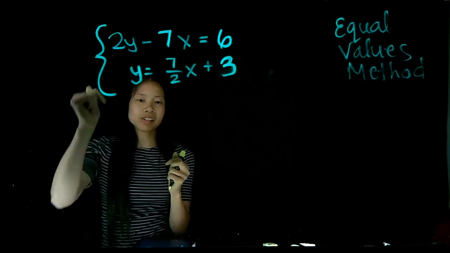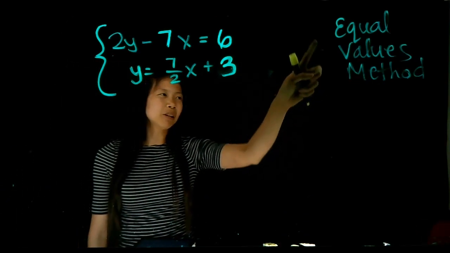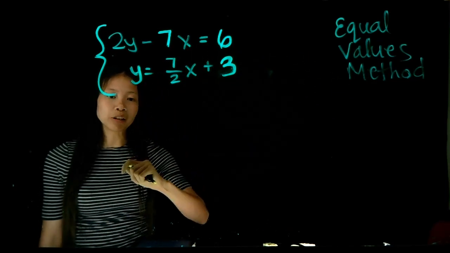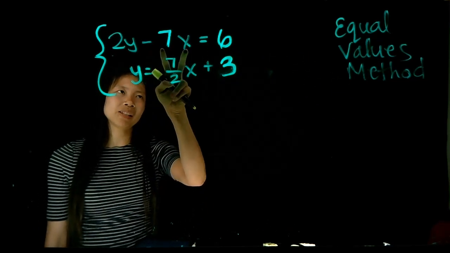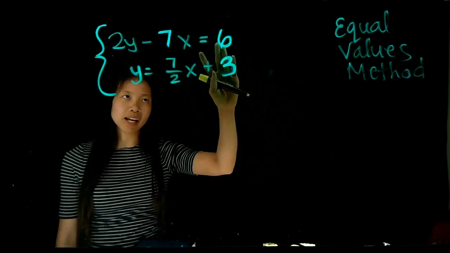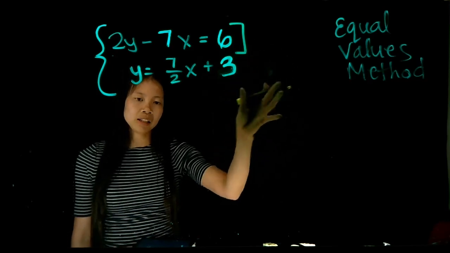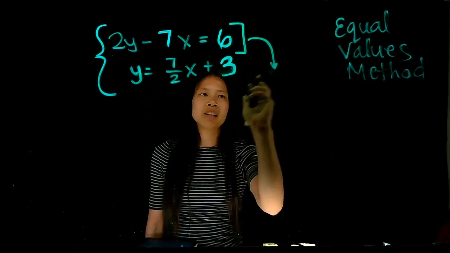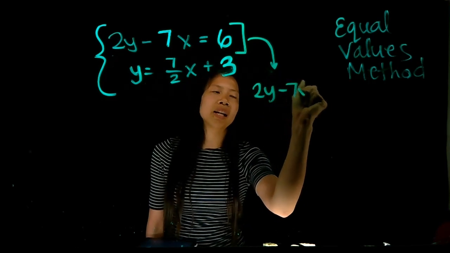We have another system of equations here, and let's try using the equal values method to help us solve it. Right off the bat, I notice that they are not equal to each other, right? I have 2y minus 7x equals 6, and then I have y equals 7/2 x plus 3. Then I have to rewrite this equation in terms of y so that they are both equal to y, and therefore I can set them equal to each other. So coming down here, we have 2y minus 7x equals 6.